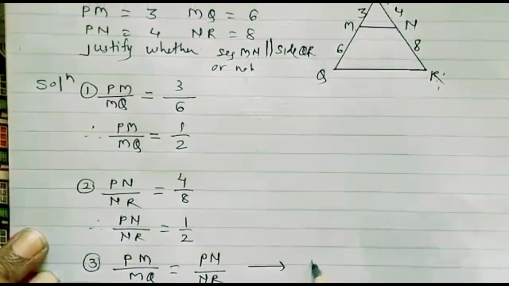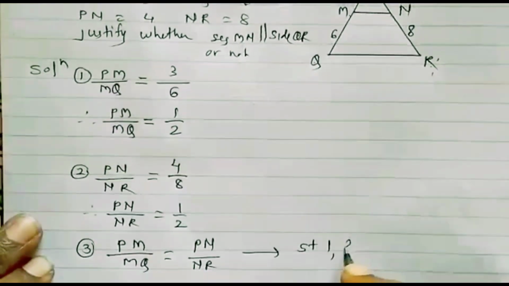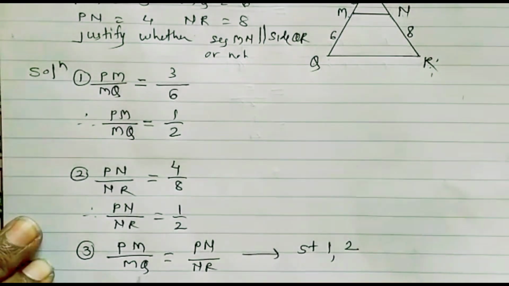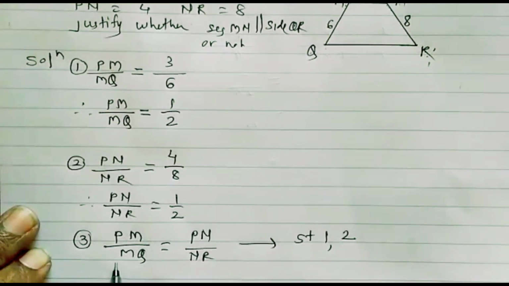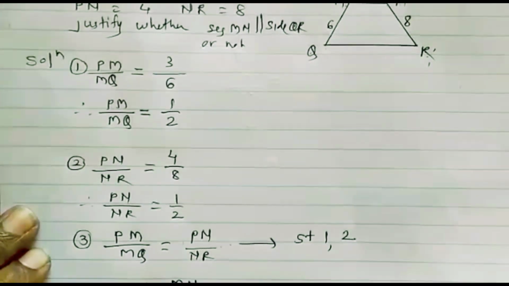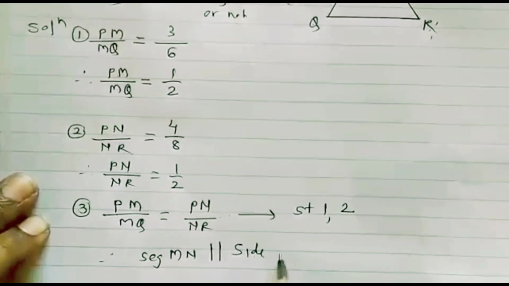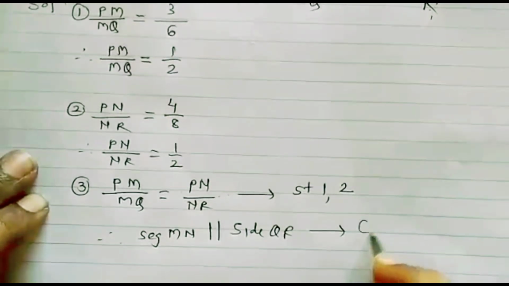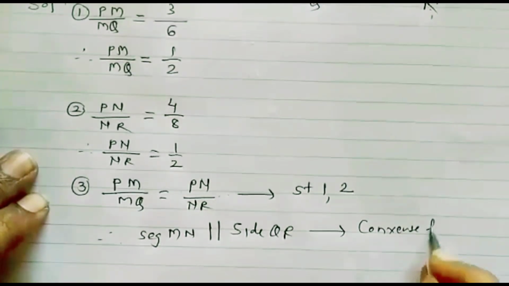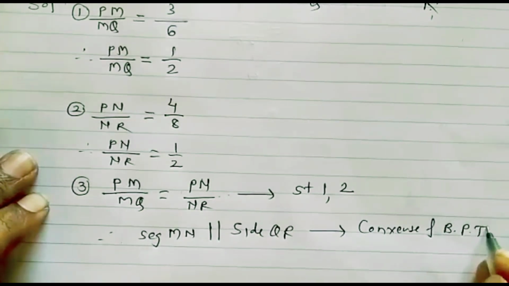Be careful. The reason for this is from statements 1 and 2: the value of this is 1 upon 2, and the value of this is 1 upon 2. Values are equal. Therefore, these ratios are equal. It means sides are divided in equal ratio, that is in proportion, and therefore segment MN is parallel to side QR. Reason for this is the converse of the basic proportionality theorem.